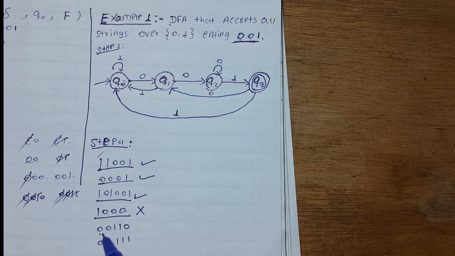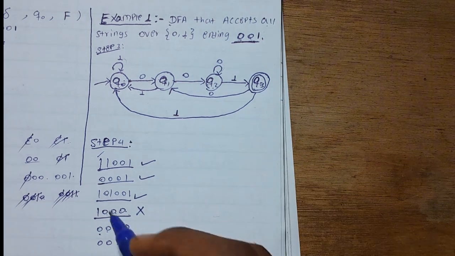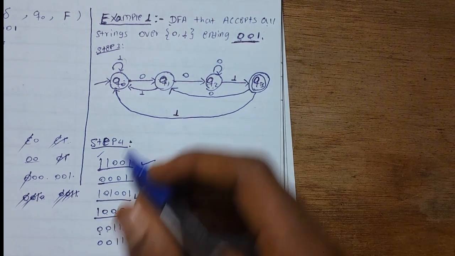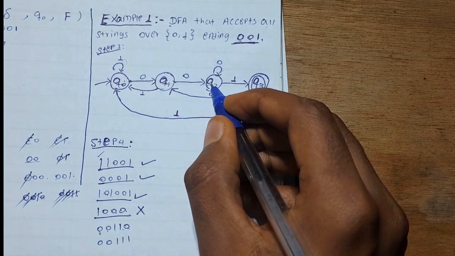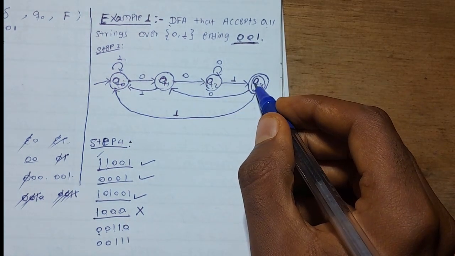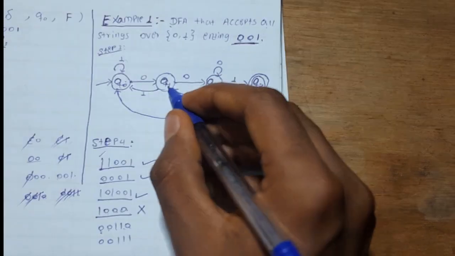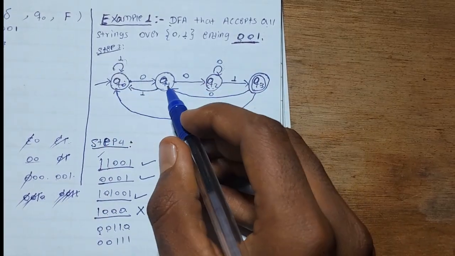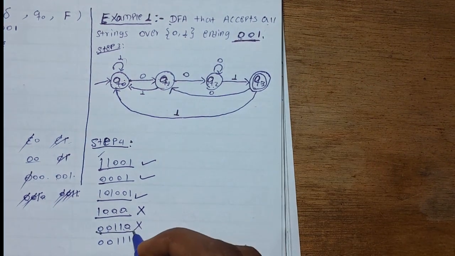And let's check for 0 0 1 1 0. This must be rejected as well because it doesn't end with 0 0 1. So let's check: 0 goes to Q1, with another 0 goes to Q2, with 1 goes to Q3, and with 1 returns to Q0, and with 0 goes to Q1. It started from the initial but ended in Q1, which is not the final state, so this will be rejected.